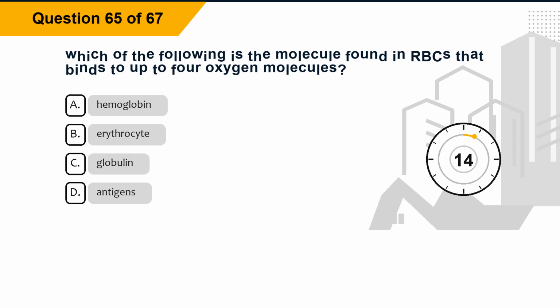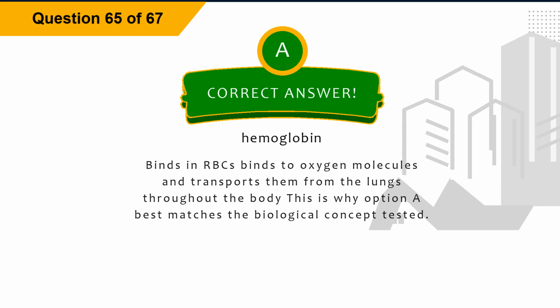Question 65. Which of the following is the molecule found in RBCs that binds to up to 4 oxygen molecules? Option A, hemoglobin. Option B, erythrocyte. Option C, globulin. Option D, antigens. The correct answer is option A, hemoglobin. Explanation: hemoglobin in RBCs binds to oxygen molecules and transports them from the lungs throughout the body. This is why option A best matches the biological concept tested.